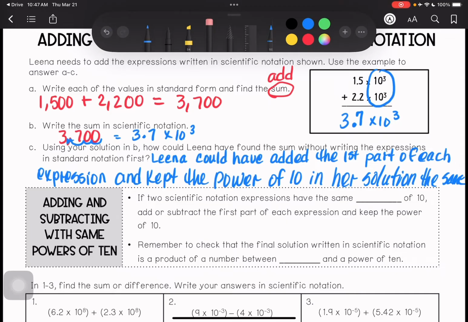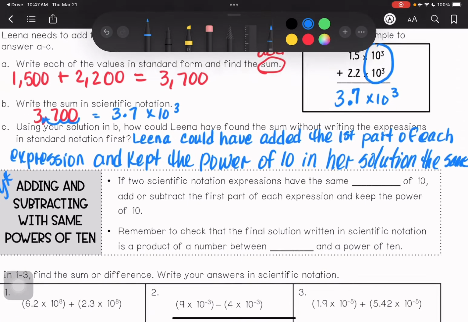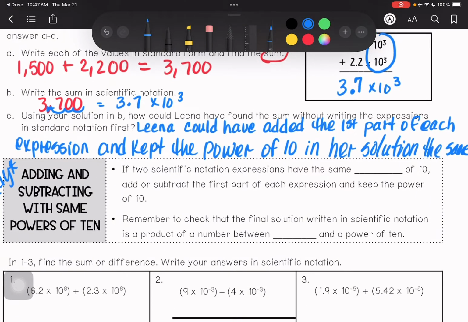All right, let's look at the second part. Now, anytime you see one of these gray boxes, you know you need to study this part and learn it, because this gives you rules. If we're adding and subtracting with the same power of 10, the two scientific notation expressions must have the same exponent. So that exponent, we call it the power. So the same power of 10. You'll add or subtract the first part of each expression, and you'll keep the power of 10, just like we did in the first example.